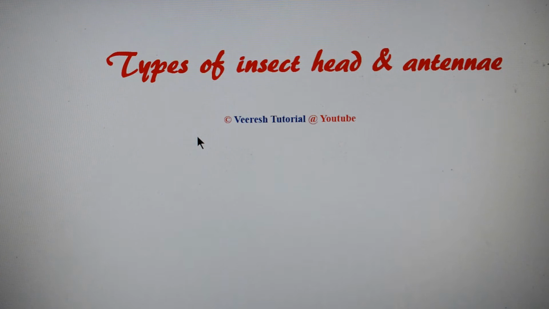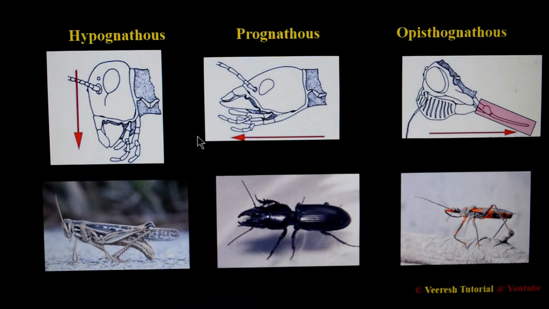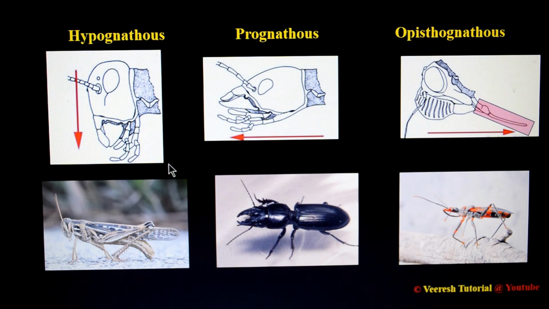Types of insect head and antenna. So let's see the types of insect head. Based on the long axis of the head and orientation of mouth parts, there are three types of insect head present. One is Hypognathous, Prognathous and Opisthognathous.